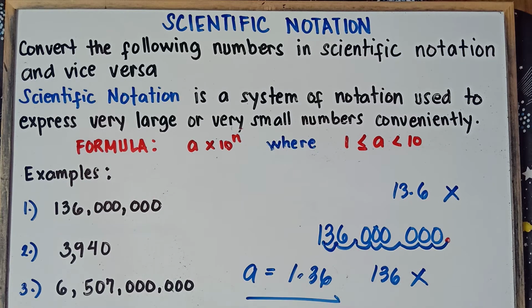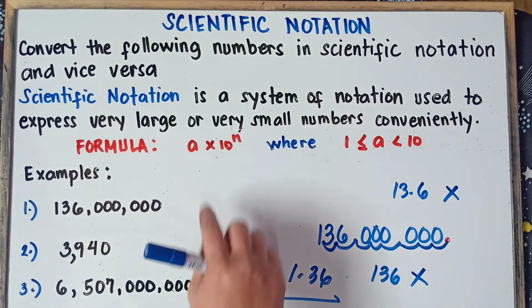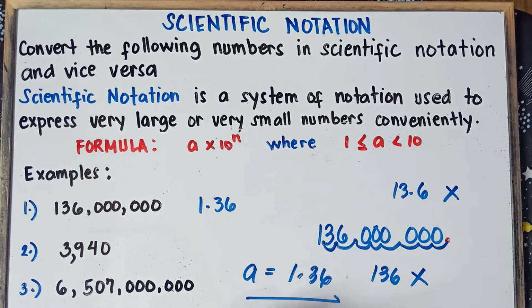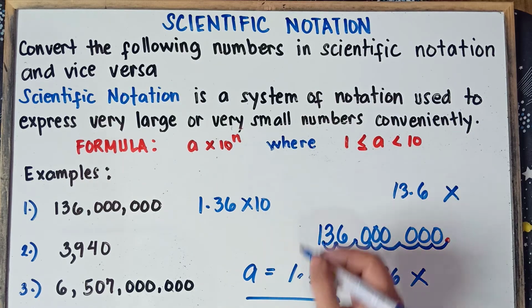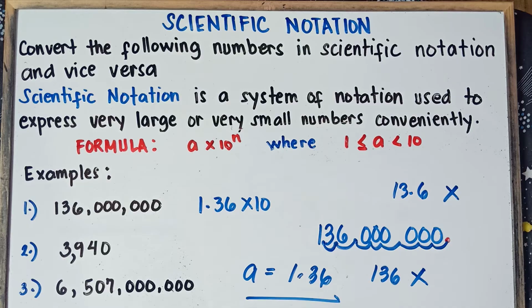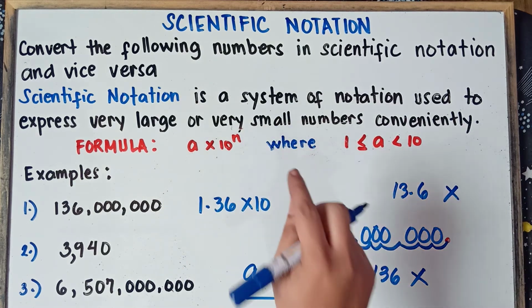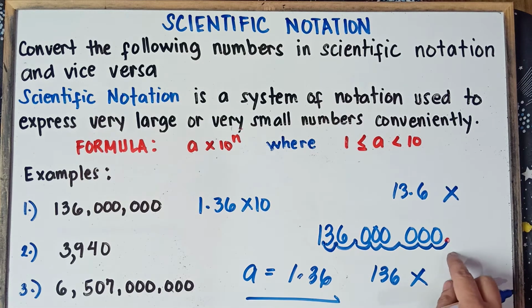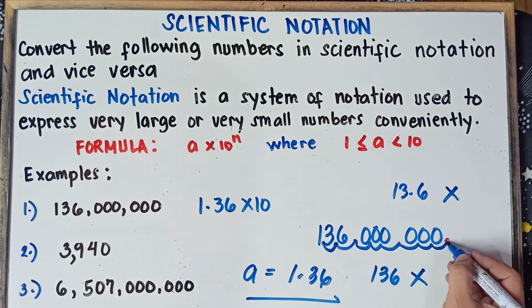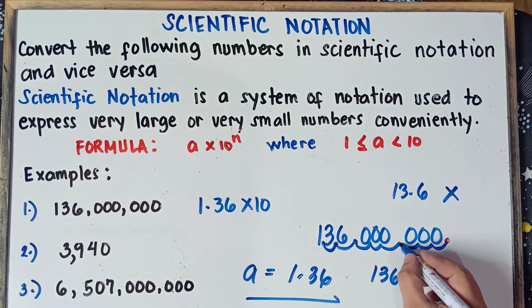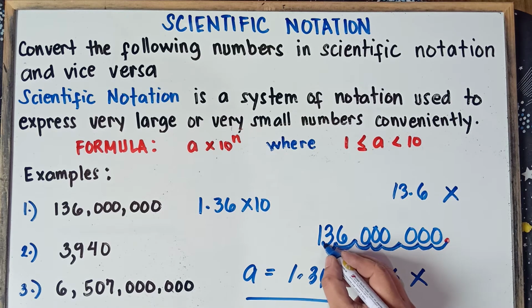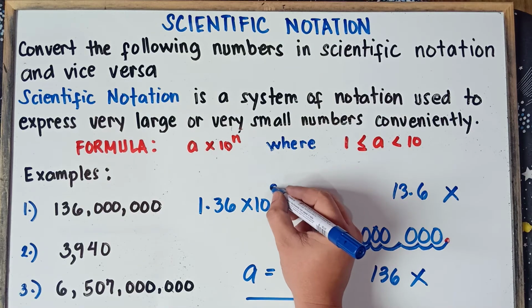Now, since we already have the value of a, we can apply the formula. So a, that would be 1.36. Simply copy this one, 1.36, times 10. Now, n, class, is an integer. Once again, if we're dealing with very large numbers, the value of our n will be positive. So let's count the number of decimal places we move, starting from the decimal point, right to left. 1, 2, 3, 4, 5, 6, 7, 8. So therefore, class, our answer would be positive 8.